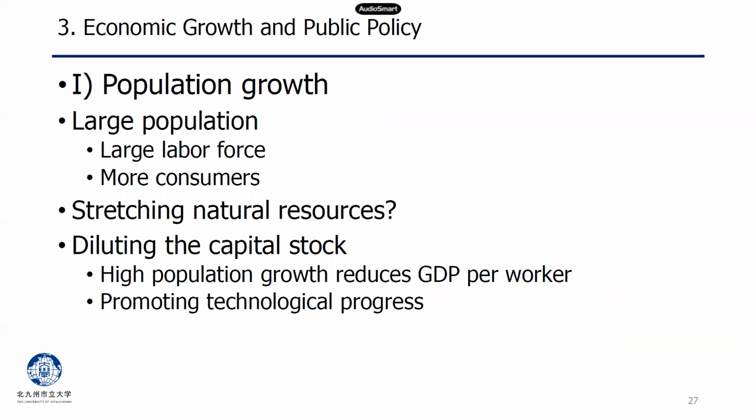Okay, I think this one should be the last one. Population growth. Population growth is important for GDP because more people means more people can work. So we can work more. But sometimes high population growth reduces GDP per worker, GDP per capita. Because GDP per capita is GDP divided by population, right? So if population grows too much, GDP per capita can go down.